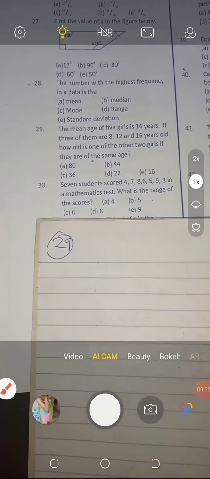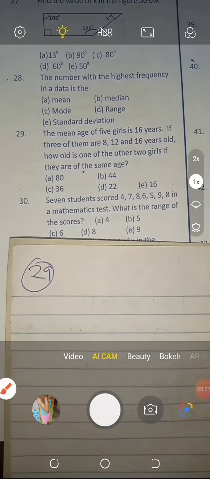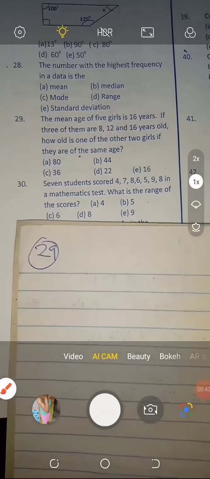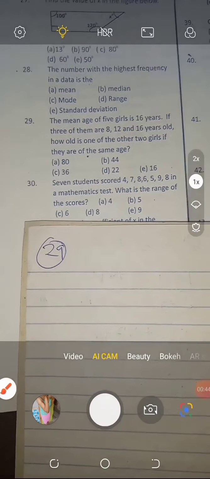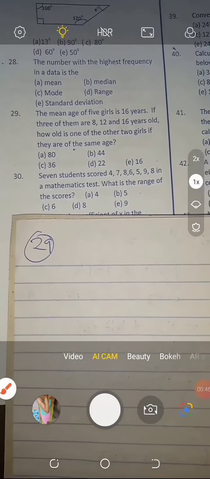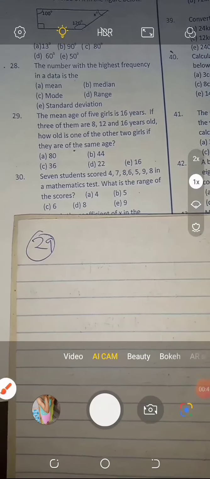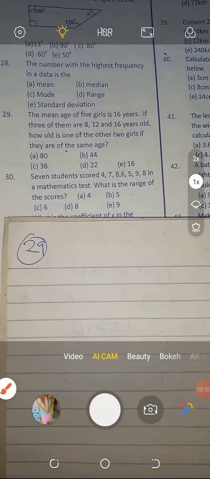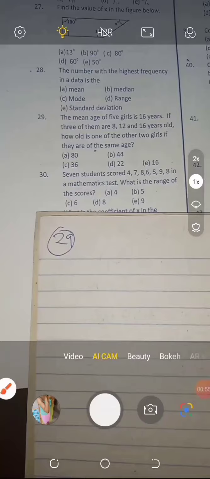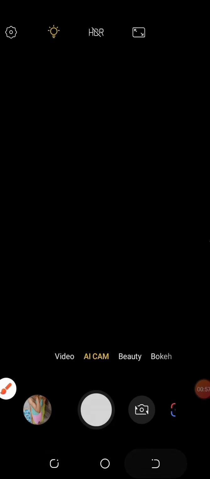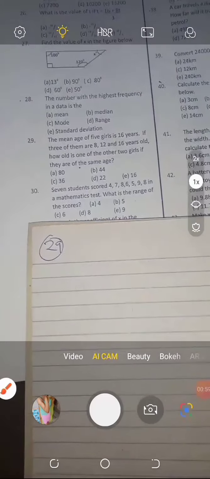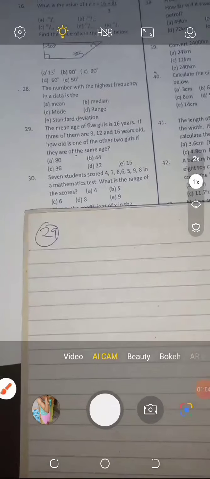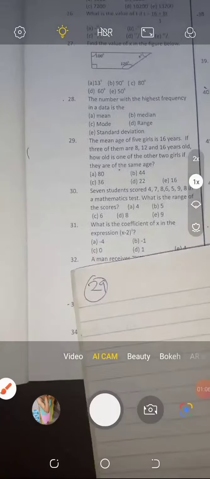So number 29: the mean age of 5 girls is 16 years. If 3 of them are 8, 12, and 16 years old, how old is one of the other 2 girls if they have the same age? Now take note of that language. If they have the same age, which means the question has been made easier for you. Whatever variable we choose is going to be the same for the 2 of them.